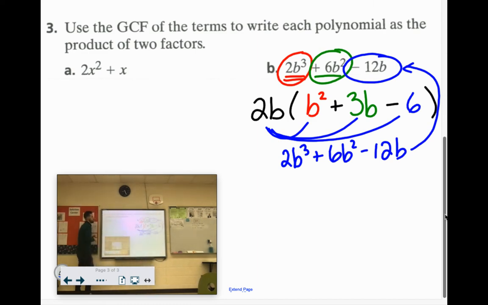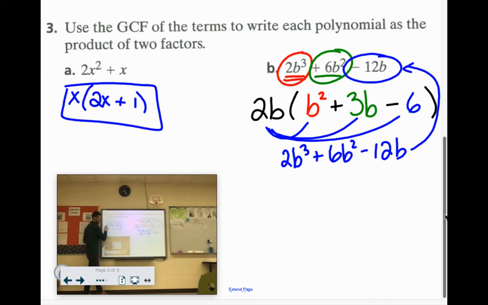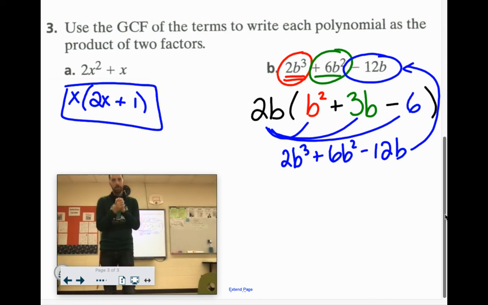I know I said I'd have you try it, but what are the only things that these have in common? They both have x to the first. So x times 2x is 2x squared, and x times 1 gives you x. So this would be your final answer. There we go. We multiplied a polynomial by a monomial today.